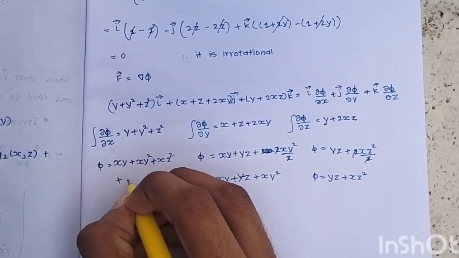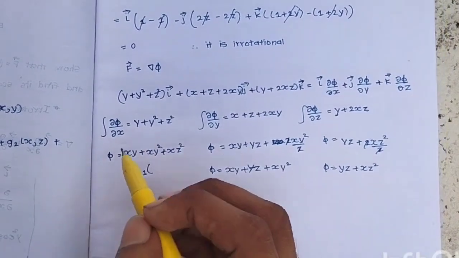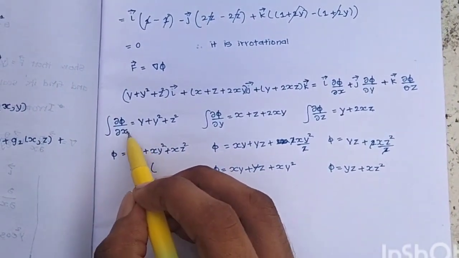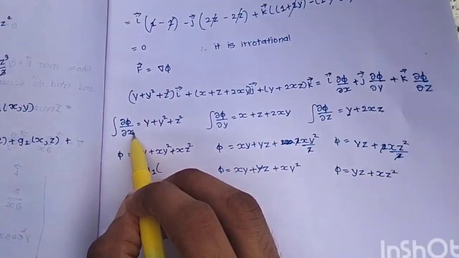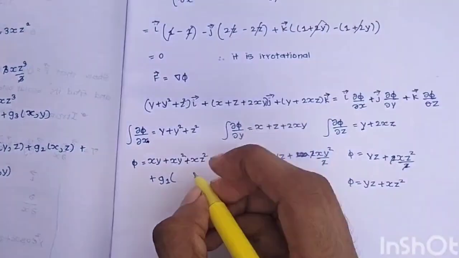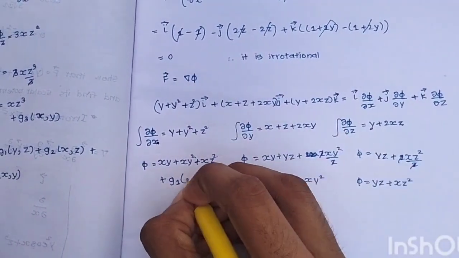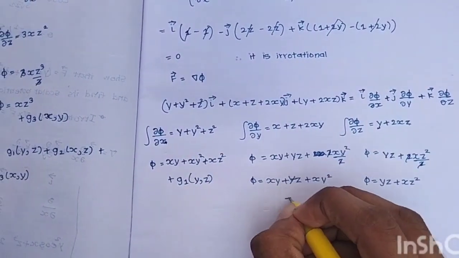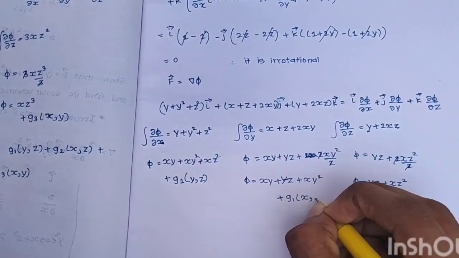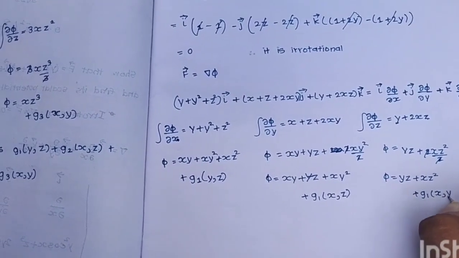Now we want to write the constants. To write the constants, keep this in mind. We are differentiating this with respect to x, so we are going to write the constant in terms of the other two terms, y and z. Here the same way, x and z, here, x and y.